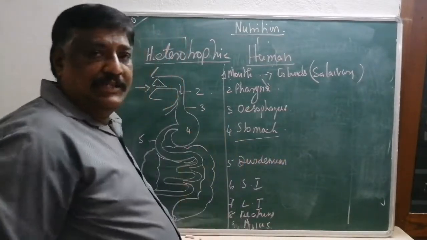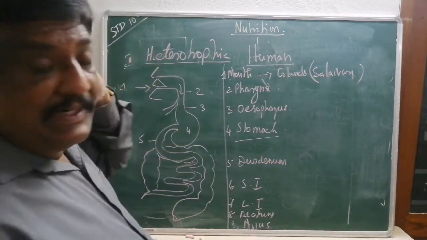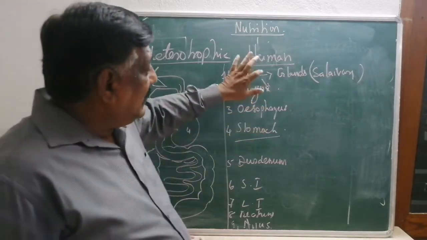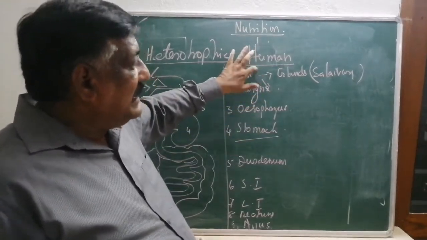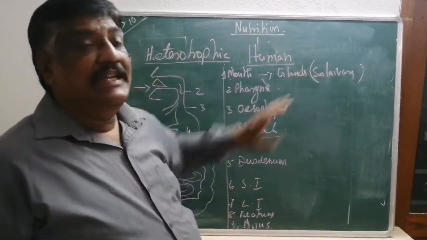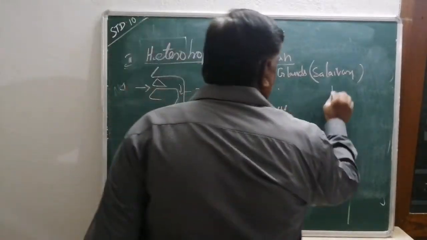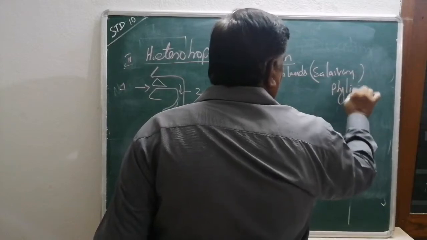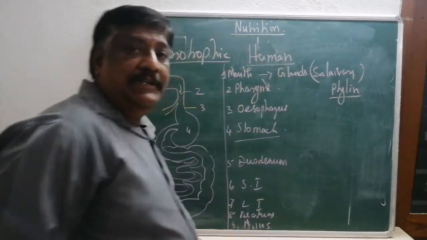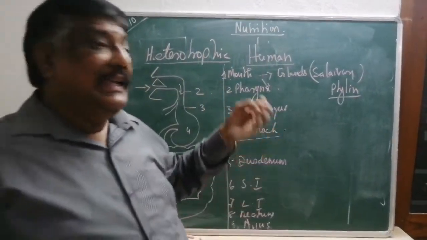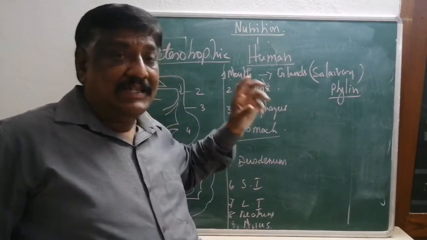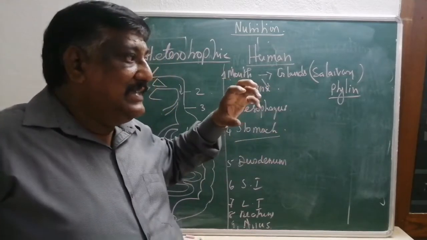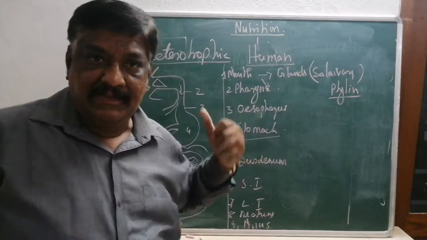When the food reaches the stomach, the digestion starts. Actually, digestion already starts earlier because of the salivary glands. They secrete an enzyme called ptyalin, which acts on carbohydrate. The digestion starts as carbohydrate is digested into disaccharides.